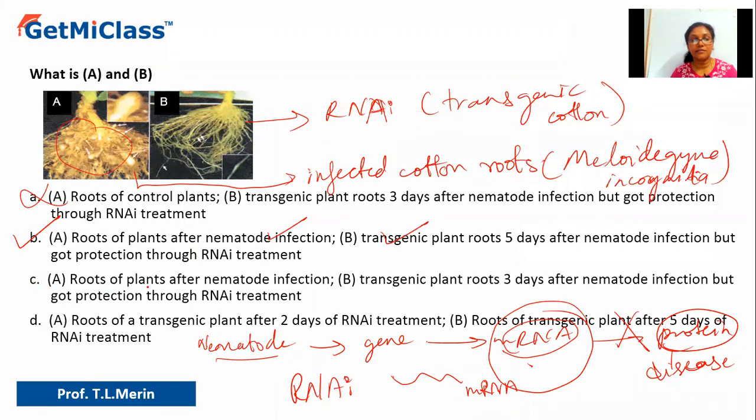Option C says A is roots of plants after nematode infection. That is correct. And B is transgenic plant root 3 days after nematode infection, but got protection through RNAi treatment. It does take time. Within 3 days, you may not get the result. It takes at least 5 days to show the result. Hence, option C is ruled out. Option D says A is roots of transgenic plant after 2 days of RNAi treatment. No, because if A is a transgenic plant, it should have been healthy. But here it is infected. So here itself we can discard.